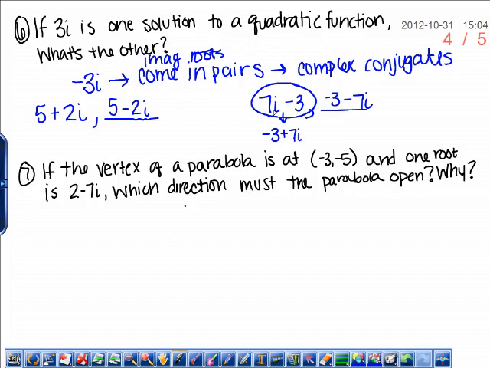Yeah, you change the sign of the imaginary part. Okay? All right, let's talk about 7. Which direction must this parabola open? Down. Let's talk about why.